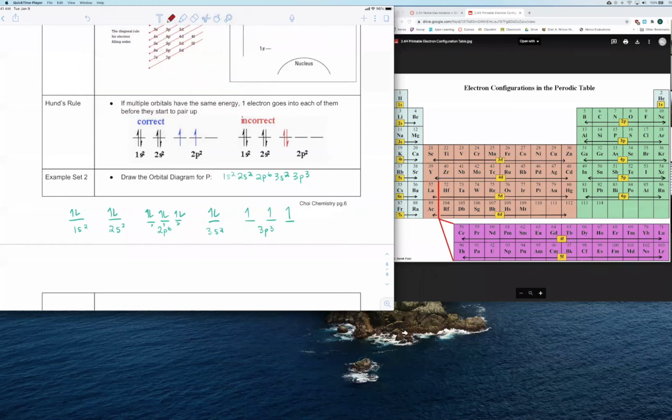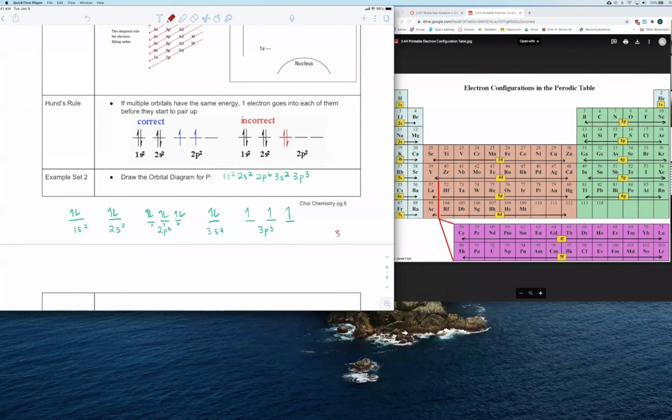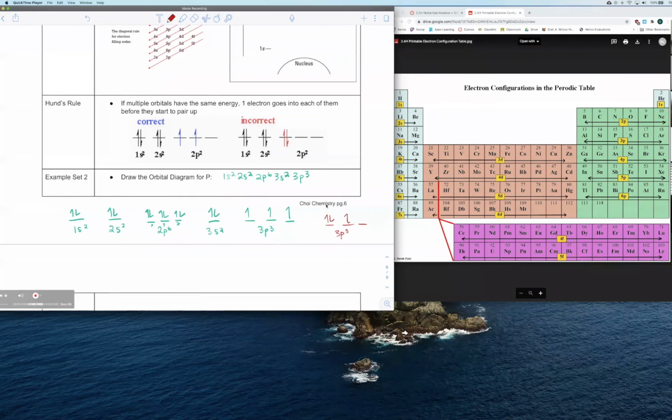If I filled it up like this instead, so if I have three electrons and I filled it up like this, pairing them up before spreading them out, that would be wrong because that would be a violation of Hund's rule. So make sure you fill them up separately before you start pairing them up.